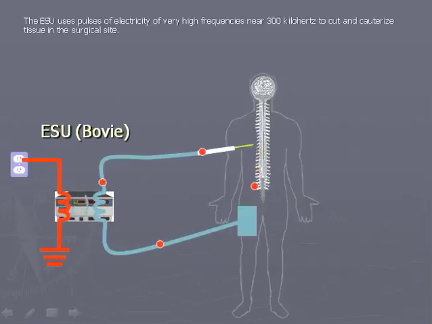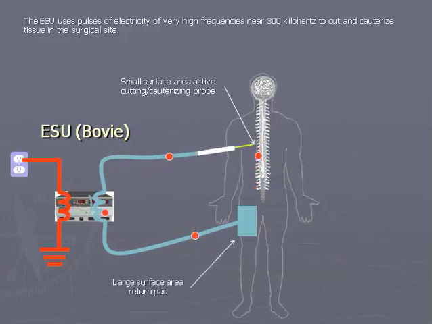Slide 8. The ESU uses pulses of electricity at very high frequencies, near 300 kHz, to cut and cauterize tissue in the surgical site. This very large volume of electrical energy passing through the very small surface area of the active ESU probe creates enough current density to cauterize tissue. When watching it, you can actually see the electrical arc between the active probe and the patient's tissue. At the other patient connection, the ESU return pad, there is a very large surface area, resulting in very small current densities so that no damage to tissue should occur.